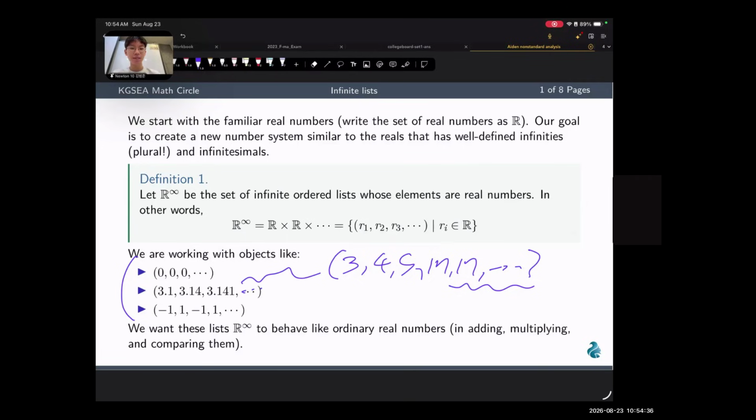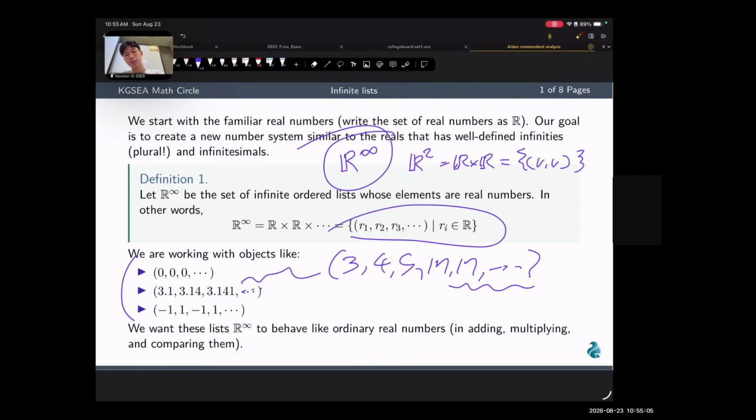Just a notational thing: I'm going to write this as R to the power of infinity. Just like we write R to the power 2 to indicate the Cartesian product of two real numbers, meaning the set of all ordered pairs where each element is a real number. So I'm going to write R to the power infinity to denote this new set, where each element is not a real number, but an infinite list of real numbers.